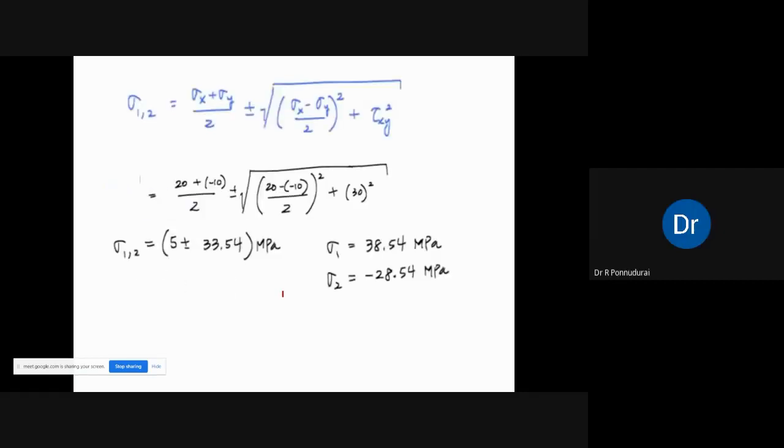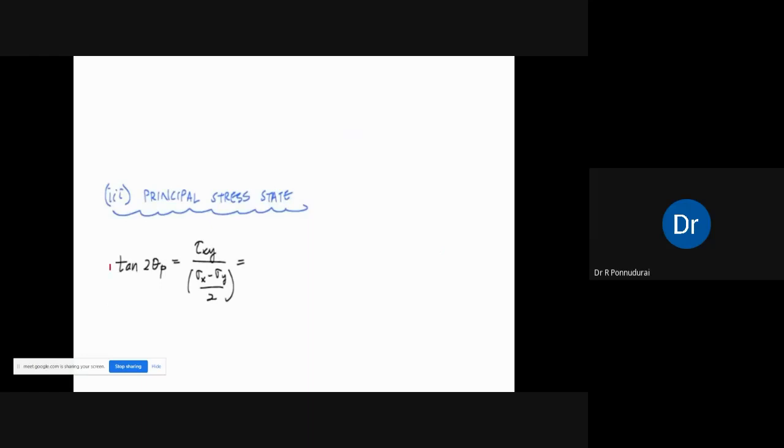Same way, we already have calculated the sigma 1, sigma 2 values. Now, the orientation of the principal plane is a must. At which plane the maximum and minimum values are there. So, for that, you need to use the tan formula. Tan 2 theta p will be equal to tau xy divided by (sigma x minus sigma y) by 2. This is the formula. So tau xy is a positive 30 MPa.